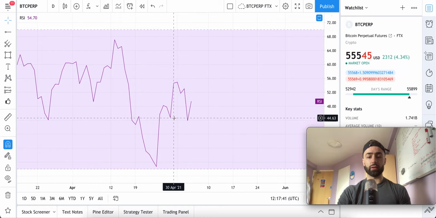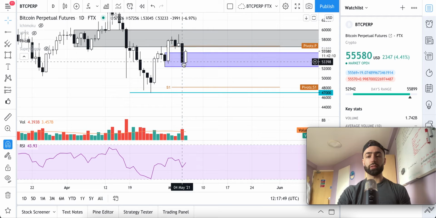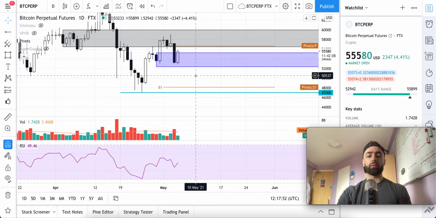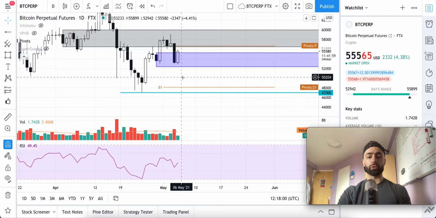It's not easy to tell. You have to kind of zoom into the RSI. This one's at 44.84 and this one's at 43.93. So it's just barely dipped below. So this drawdown was significant enough for us to see that hidden bullish divergence start to show up there.